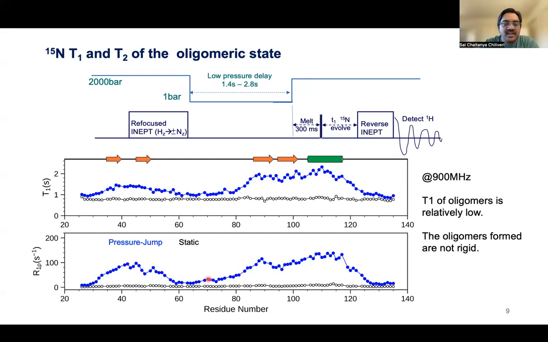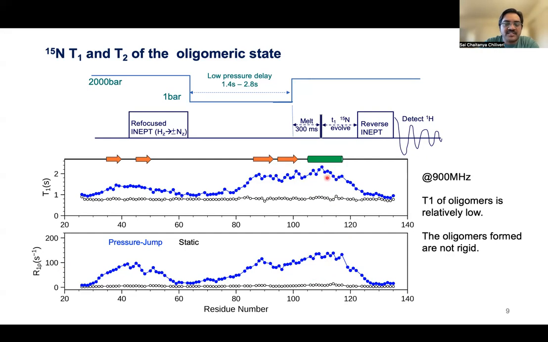However, the R1 rho values at 900 megahertz of about 120 per second correspond to a tau C of about 70 to 80 nanoseconds for this oligomeric state, whereas the T1 times correspond to fairly smaller oligomeric species of about 50 nanoseconds. This is quite contradictory.